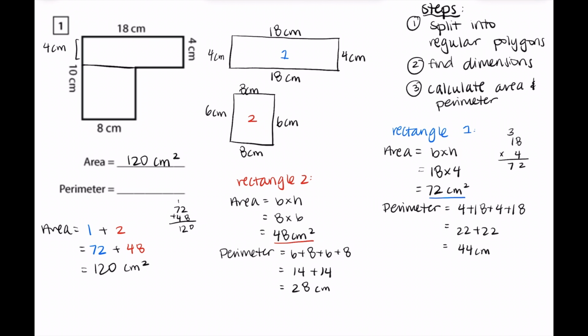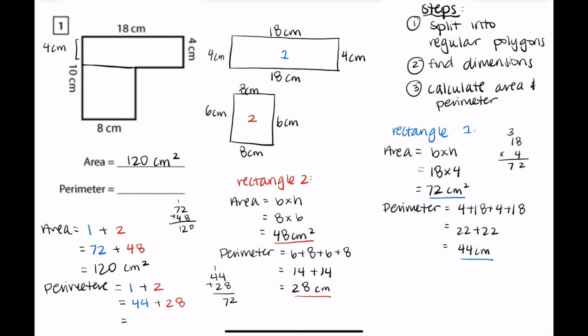Now we'll do the same for perimeter. We will add the perimeter up for each of the rectangles. So the perimeter for rectangle 1, well, that was 44 centimeters, and the perimeter for rectangle 2, well, that was 28 centimeters. So we will add up 44 plus 28, and when we do 44 plus 28, we end up getting 72. So our total perimeter for our irregular polygon, which consists of both rectangles, would be 72 centimeters. So our answers are 120 centimeters squared and 72 centimeters.